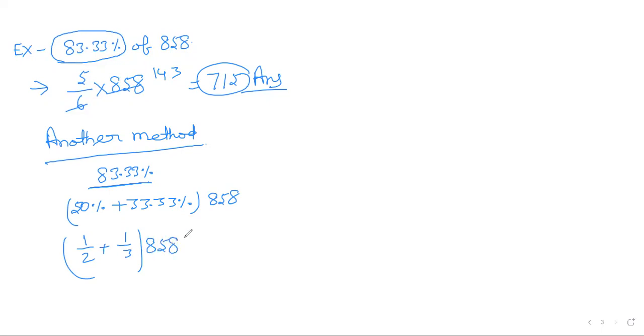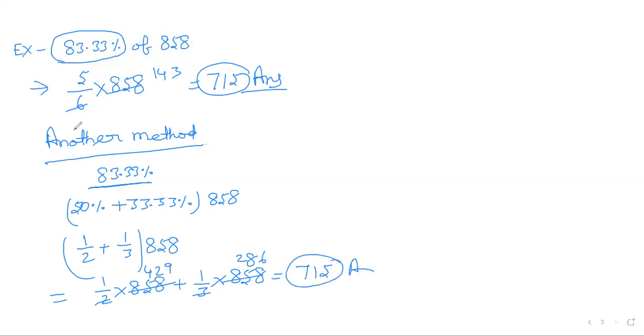858, just 1 by 2 into 858 plus 1 by 3 into 858, 4, 2, 9, okay, and here add this, make it.